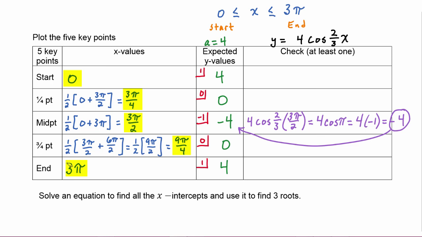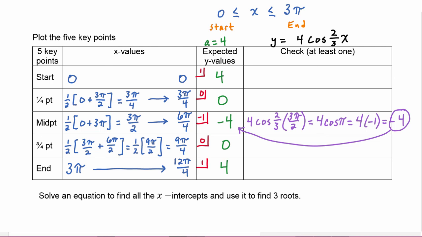So it's clear that our common denominator would be 4. Now the starting value of 0, we don't need to change. It's going to be 0. 3 pi over 4, we can just bring it right over. It already has the common denominator. Now 3 pi over 2, we know is going to be 6 pi over 4. And 3 pi would be 12 pi over 4.